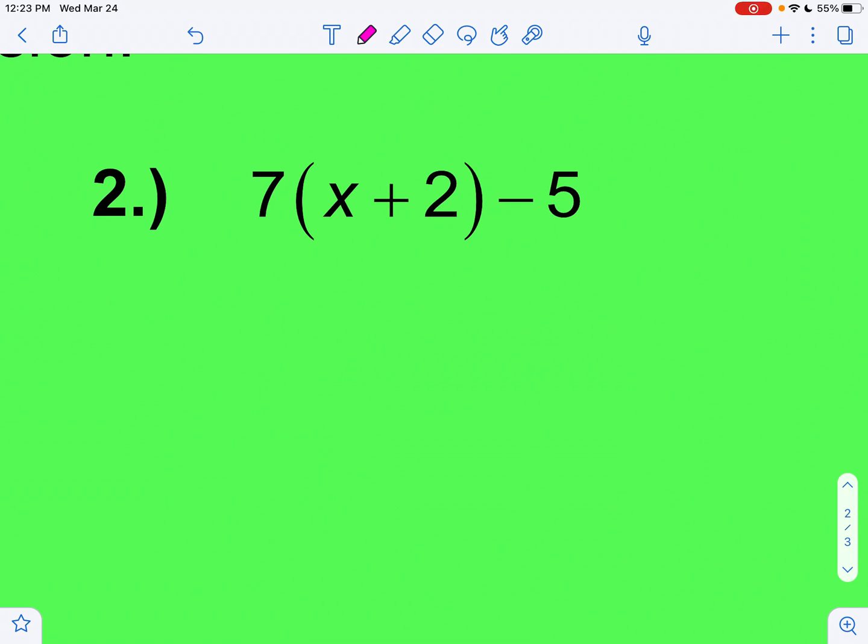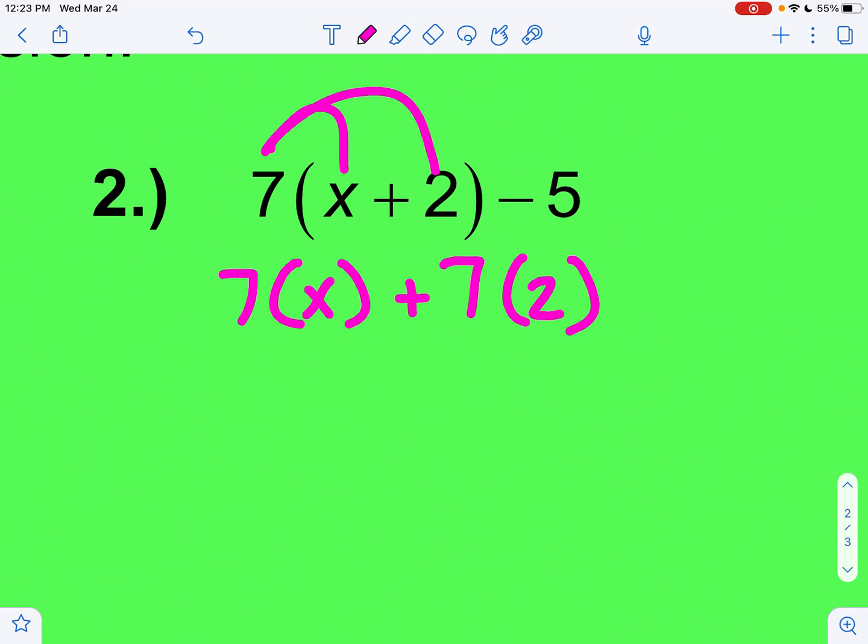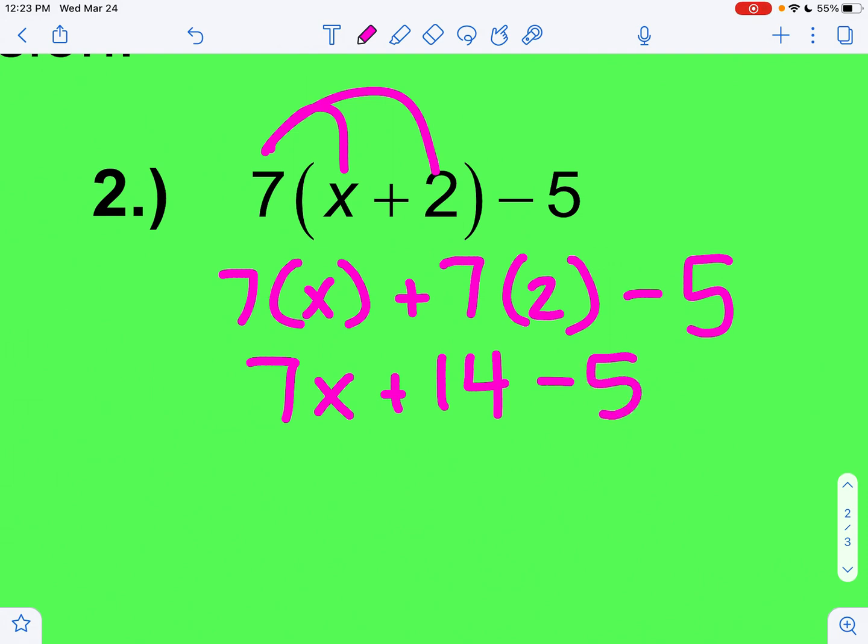Moving on to number 2, we have 7 times x plus 2 minus 5 all in parentheses. So again, we need to distribute that 7, so that 7 goes to the x and to the 2. We're taking 7 times x plus 7 times 2 minus 5. Don't forget that minus 5 on the end there. Okay, 7 times x is just 7x plus 7 times 2 is 14 minus 5.